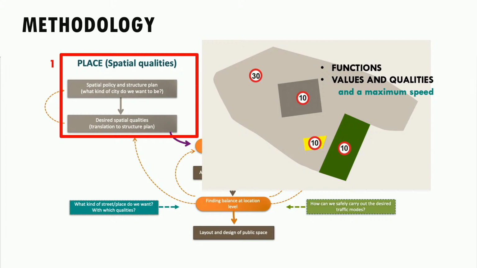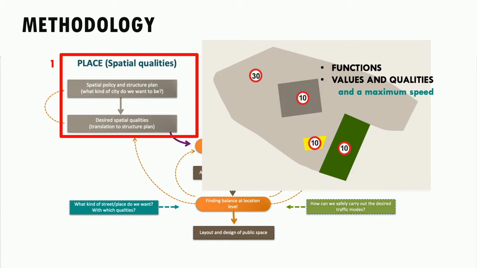So what we end up with, after lots of deliberation, what we want to achieve in terms of place, at least we have to come up with some kind of zoning map, and we have to describe what functions should take place in each zone, what values do apply, what qualities do we want to achieve, and maybe a lot more. And we have to attach a maximum speed to that that fits those qualities that we describe.